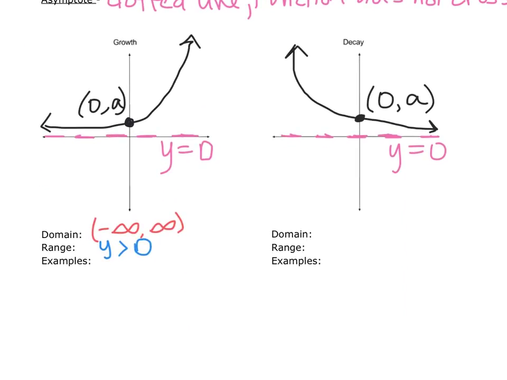So let's see here. f of x is equal to, I need a positive a value. 2 times, and then I need a number bigger than 1. 5 to the x power. That's an example. I want you guys to write another example for me. Come up with one more example for growth. You can change your a value, anything you want. So give me one more example.